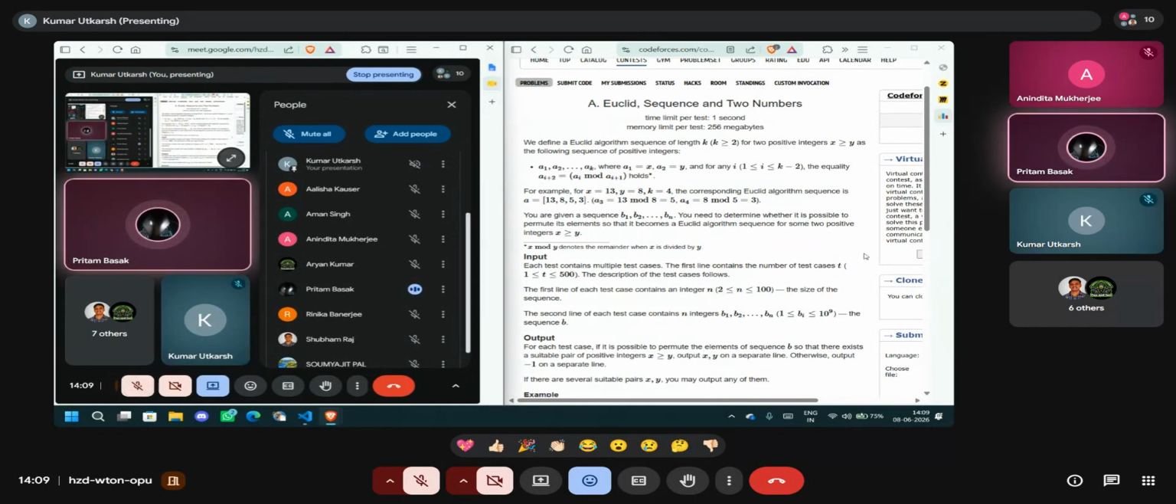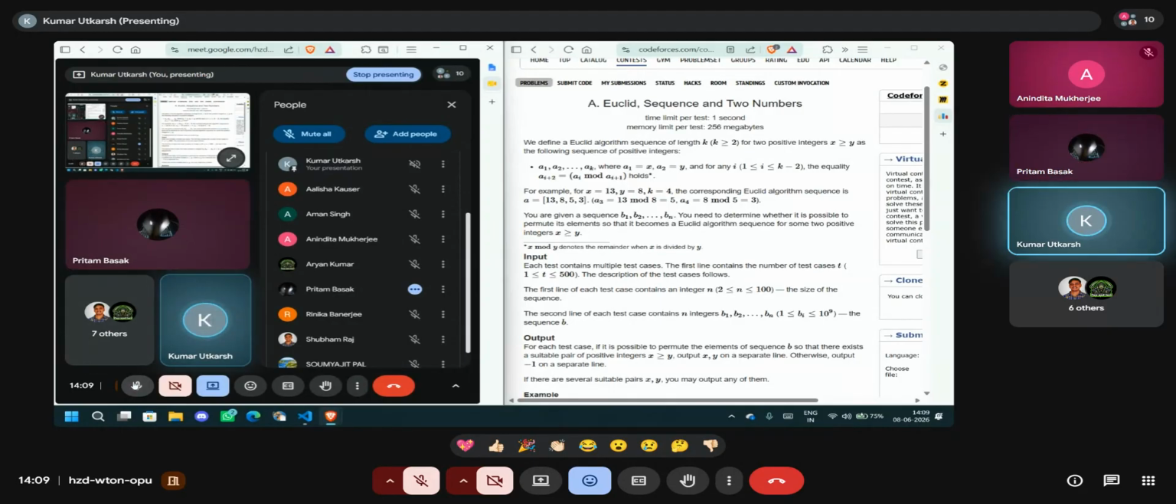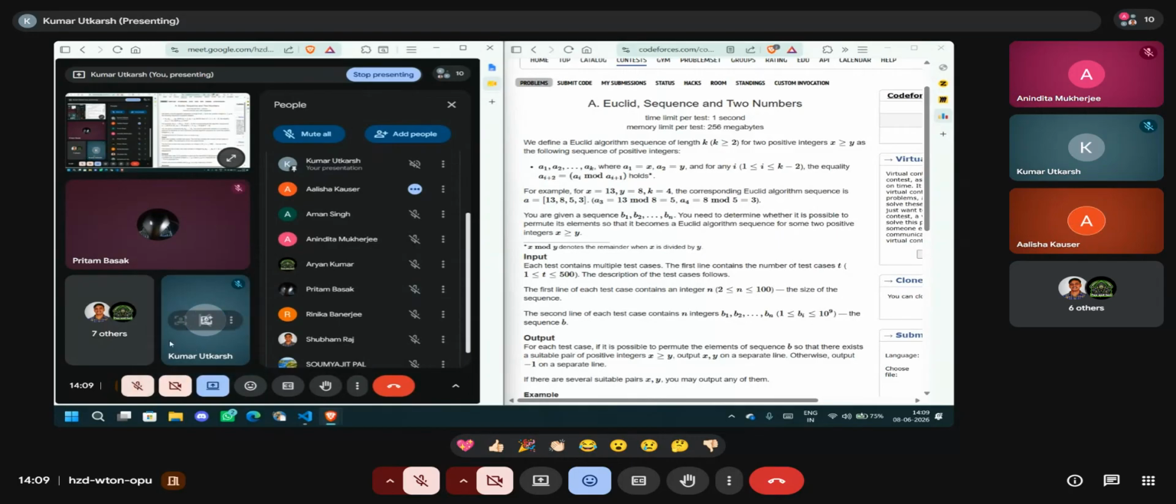What I did was first sort the whole list in descending order, then check whether the third number is equal to the mod of the previous two or not. If it is, then return true. And what about you, Alisha? Same approach.